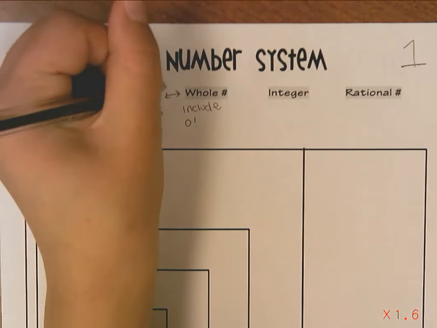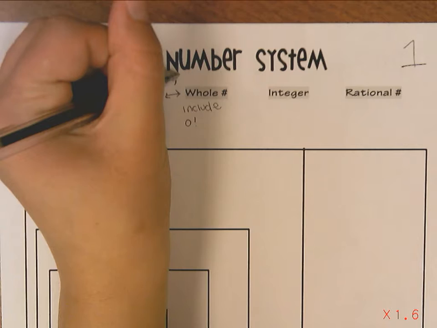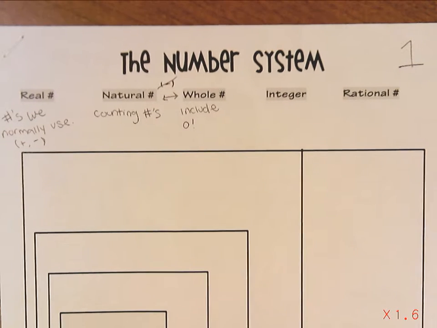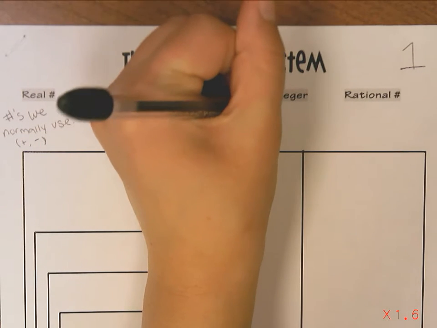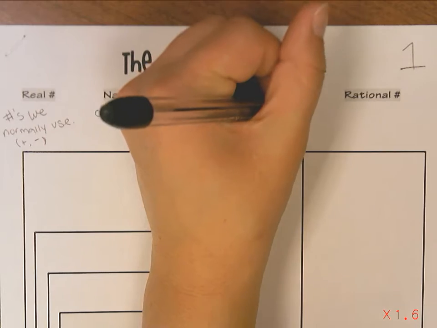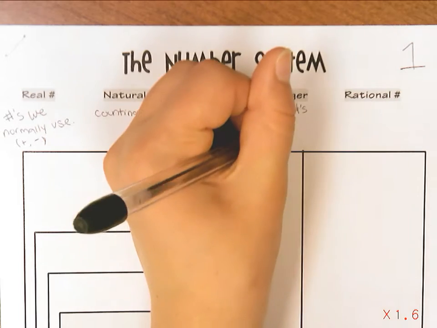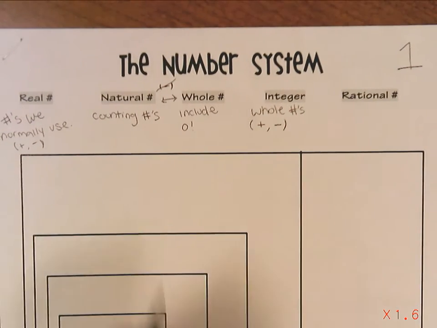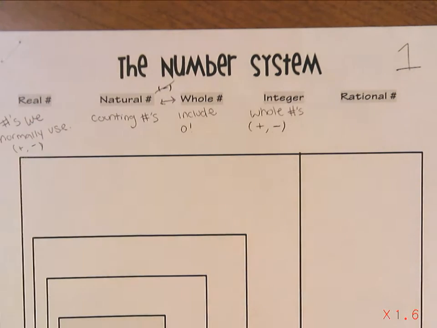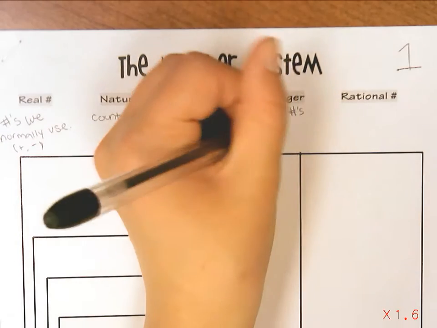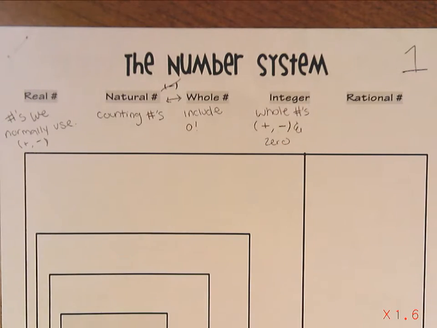And neither of these allow negatives. Okay, negatives are a no. Next we have integers. And integers are whole numbers, but these are the positives and the negatives. So on these two, negatives are no, but on integers, negatives are good. Thumbs up. They also include 0.